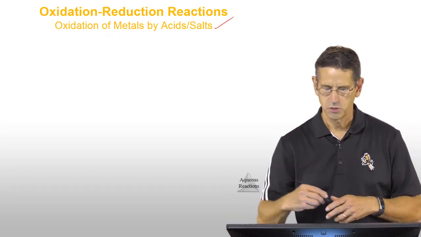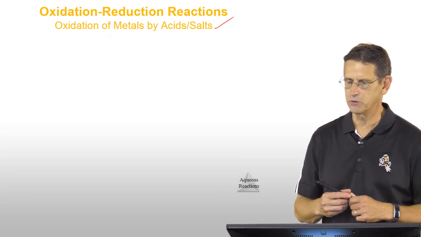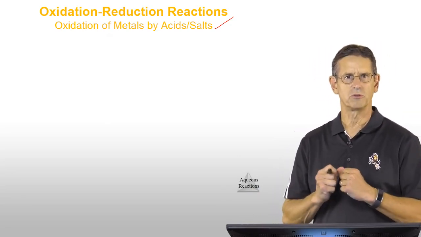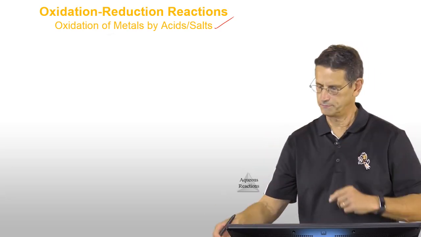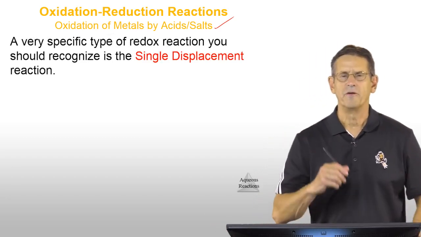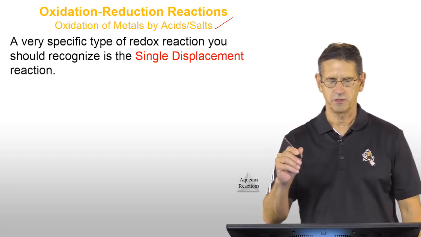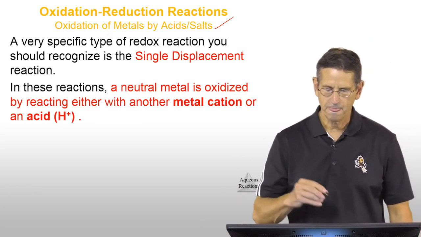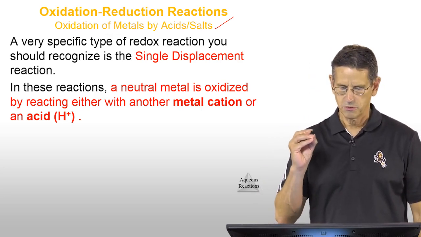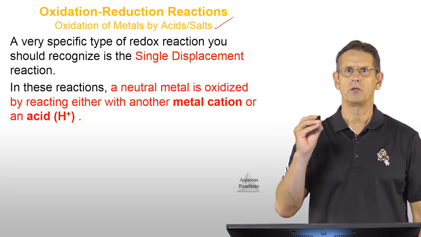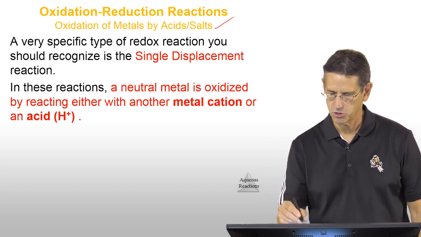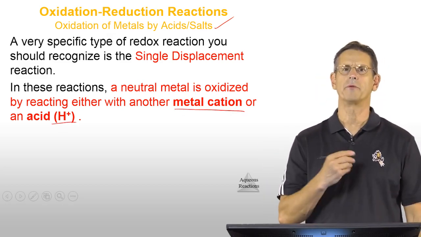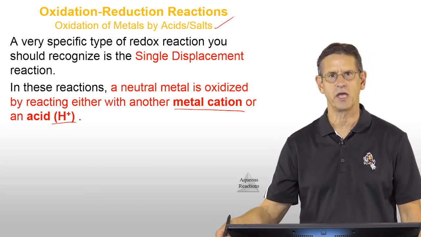So notice the subtitle there, oxidation of metals by acids or salts. Oxidation of metals, what does that mean? It means the metals are what? Giving up electrons. Okay. A very specific type of redox reaction is called the single displacement. Let me show you what that is. In this reaction, it turns out that the metal can give up its electrons to another metal cation or to the hydrogen cation, the proton. All right, and we'll show you examples of both of those.